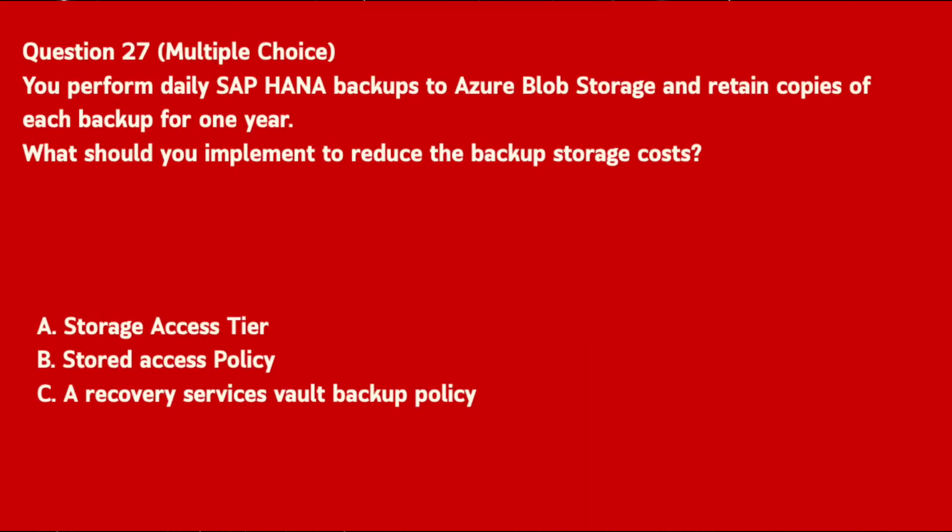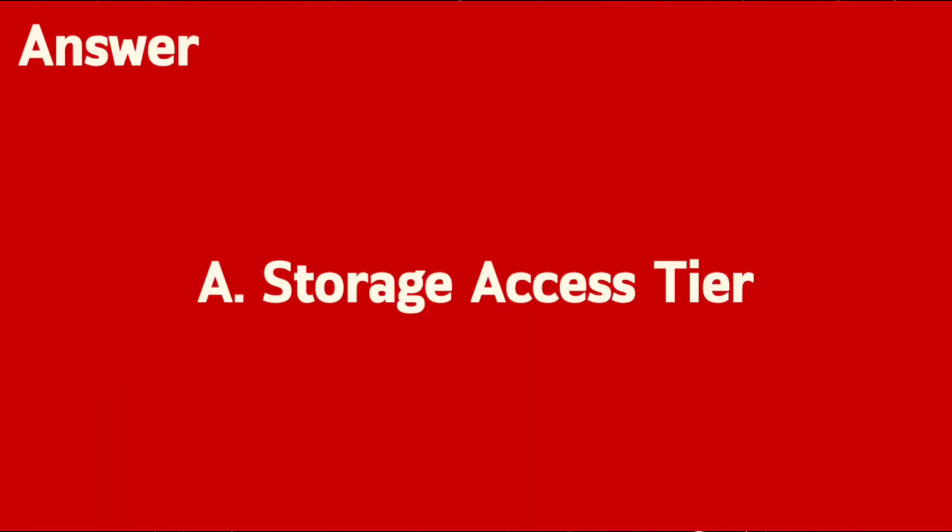Question 27. You perform daily SAP HANA backups to Azure Blob Storage and retain copies of each backup for 1 year. What should you implement to reduce the backup storage costs? Storage access tier, storage access policy, or a Recovery Services vault backup policy? The correct answer is storage access tier. Storage access tier is used to reduce costs for data retained long term, like 1 year backups. You should implement a change in storage access tier. Moving data to cool tier or archive tier will minimize cost compared to hot storage.